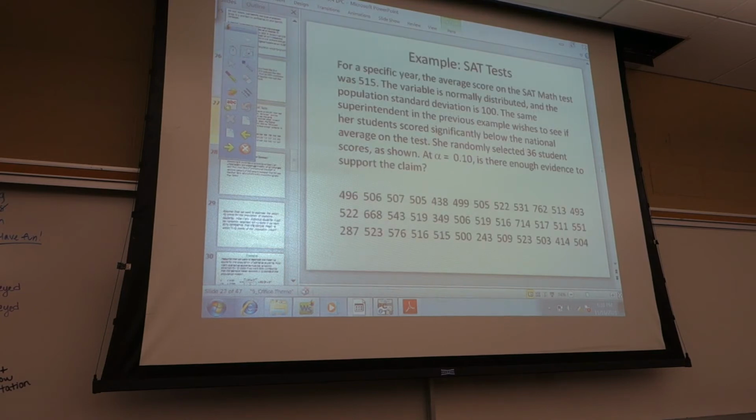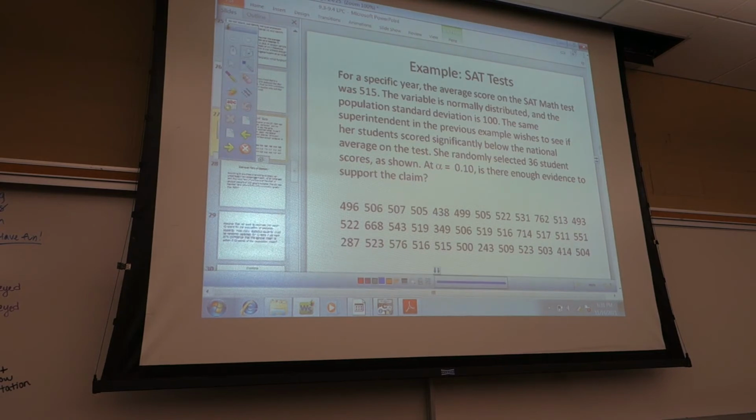Ryan, you want to read for me? For a specific year, the average score on the SAT math test was 515. The variable is normally distributed, and the population standard deviation is 100. The same superintendent in the previous example wishes to see if her students scored significantly below the national average on the test. She randomly selected 36 student scores as shown at alpha equals 0.1. Is there enough evidence to support the claim? Great, 15 seconds. Is it a mean or proportion, Z or T, confidence interval or hypothesis test, and how many samples? Check with your neighbor.